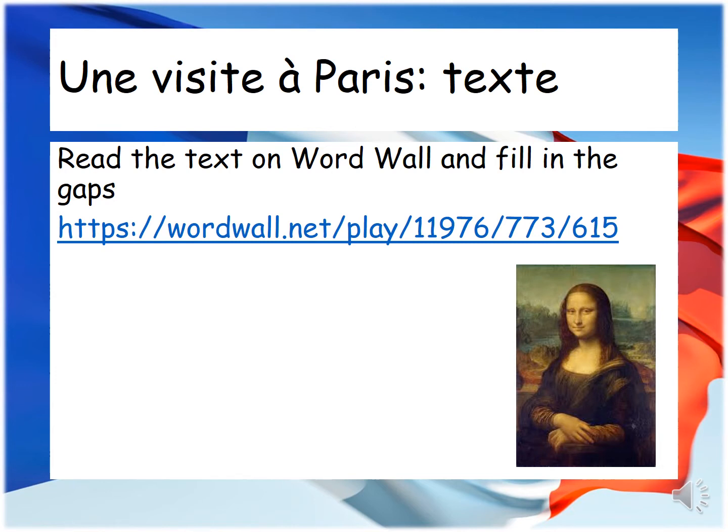Our next step is we're going to use some of that vocabulary in a text. So this WordWall activity is a text which is all about Paris. It's describing a visit to Paris and different activities that were done and sights that were seen. And what you need to do is fill in the gaps on the WordWall activity. So read the text carefully and select the words you think you need to complete the text. When you've finished it, please take a screenshot of your work.